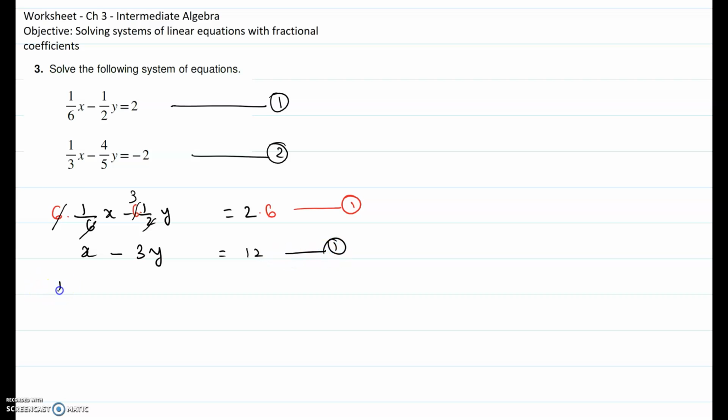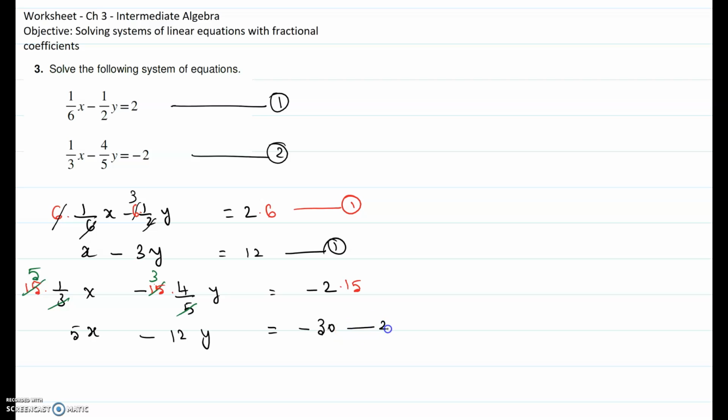Let's consider equation 2. 1/3 of x minus 4/5 of y equal to negative 2. The LCD of 3 and 5 is 15, so we will multiply every term of this equation by 15. Then you reduce, then you simplify. So it will be 5 here, it will be 3 here. So we get 5x minus 12y, this will be 3 times 4, 12y, equal to 2 times 15, that will be 30 with a negative sign, negative 30. You call it equation 2.